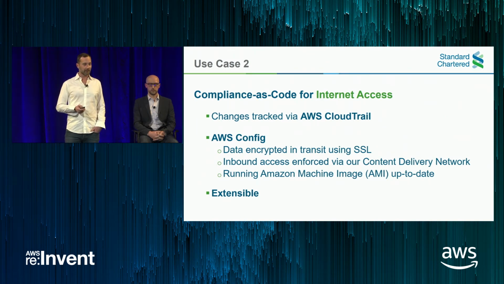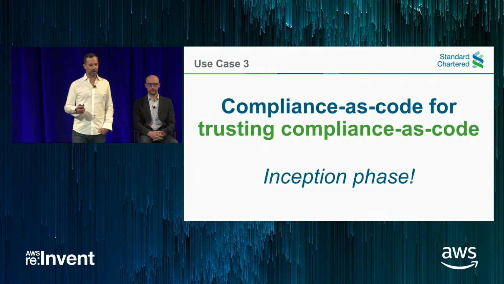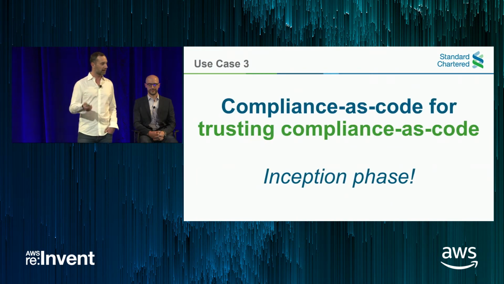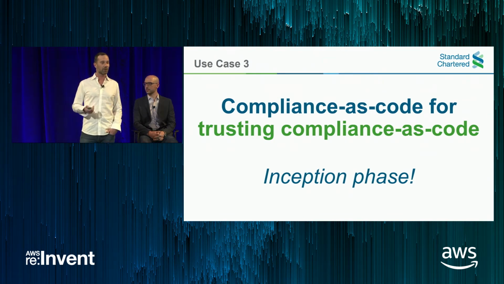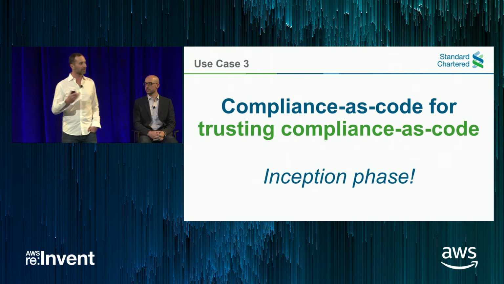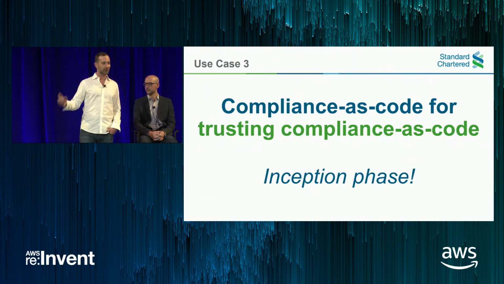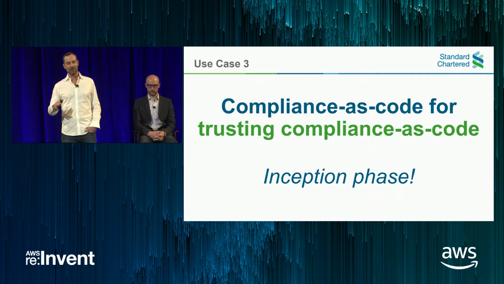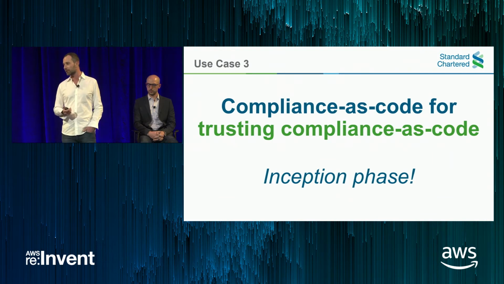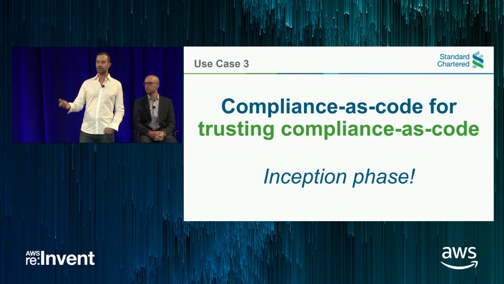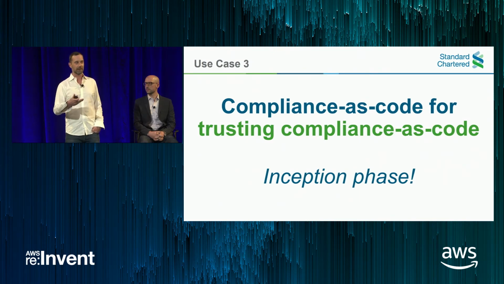And finally, we kind of went one step further. So like I said, we started simple, and we are now at the stage where we start building the complexity, where we actually want to write compliance as code for our compliance as code. So it's kind of an inception phase where we want to make sure that our controls are not being tampered with, and that our continuous checks are actually matching the controls that are in place.